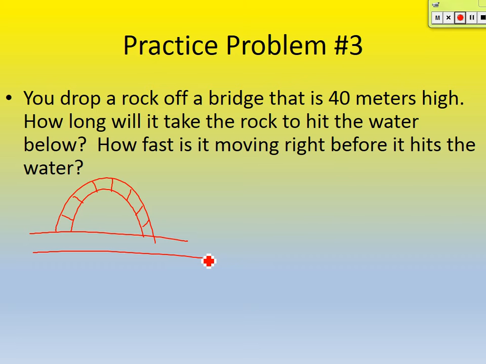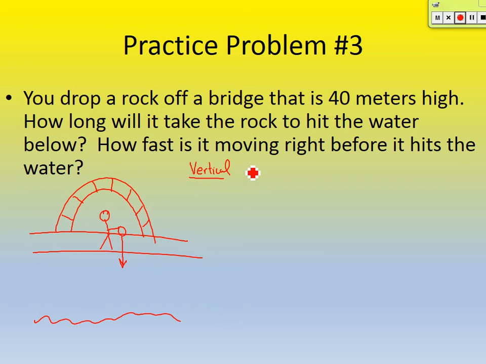And it says it's hitting the water below, so this bridge has got some water down here. Okay, here you are on the bridge, and you're dropping this rock. So you're just dropping it, so I like to draw the path of the projectile. It's going to go straight down. Okay, step 2 is to list the vertical, or break up the motion, into vertical component and horizontal component.